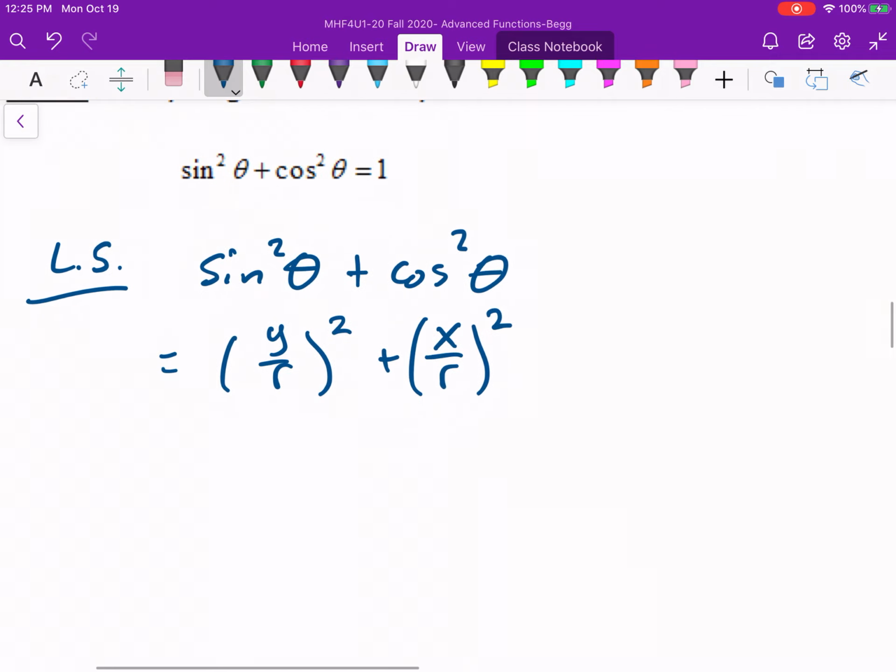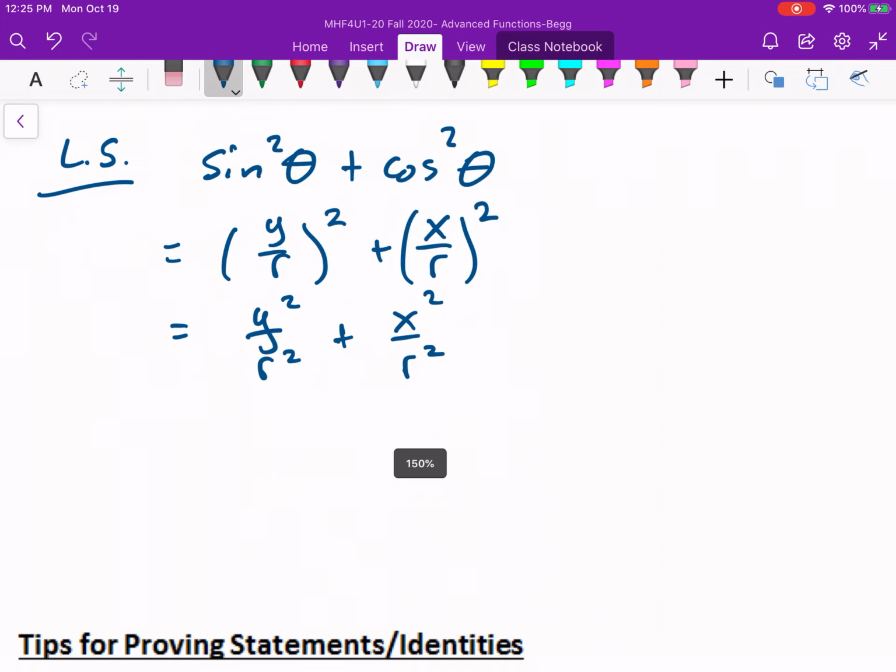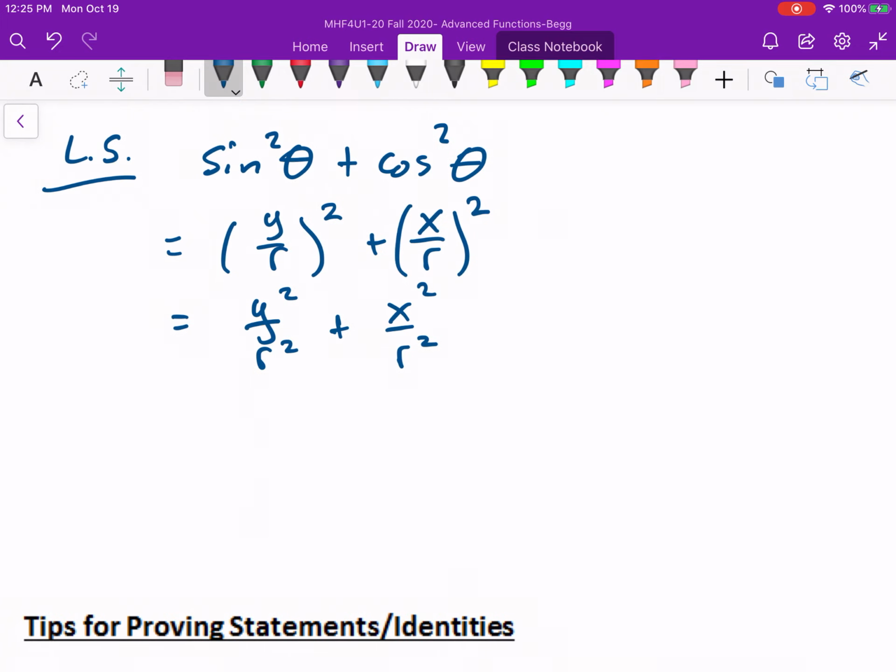If I take off the brackets, then what I end up with is y squared over r squared plus x squared over r squared. And I'm adding them together, of course, so that means that since there's a common denominator, I can actually just bring the two numerators together: y squared plus x squared over r squared.